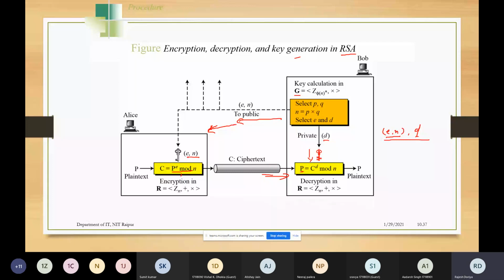Is that clear? The basic overview of RSA is clear, students? Yes, sir.